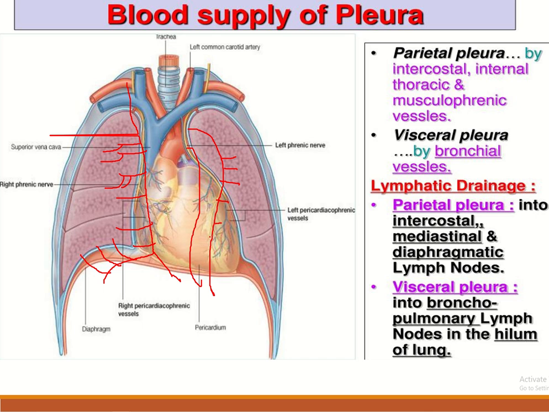Lymphatic drainage of pleura. The parietal pleura is drained into intercostal, mediastinal and diaphragmatic lymph nodes. The visceral pleura drains into the bronchopulmonary lymph nodes near the hilum of the lung.